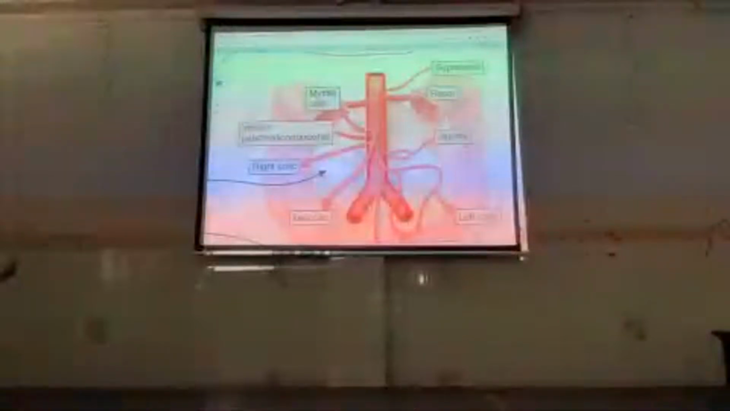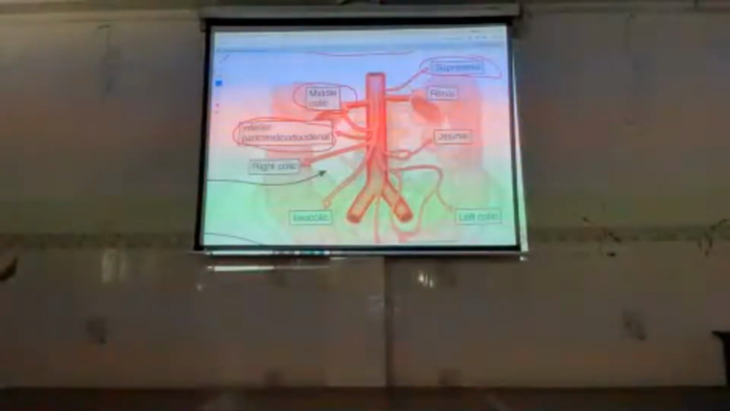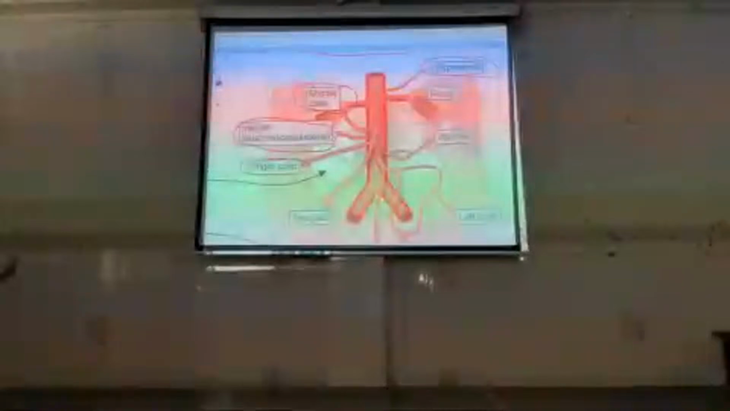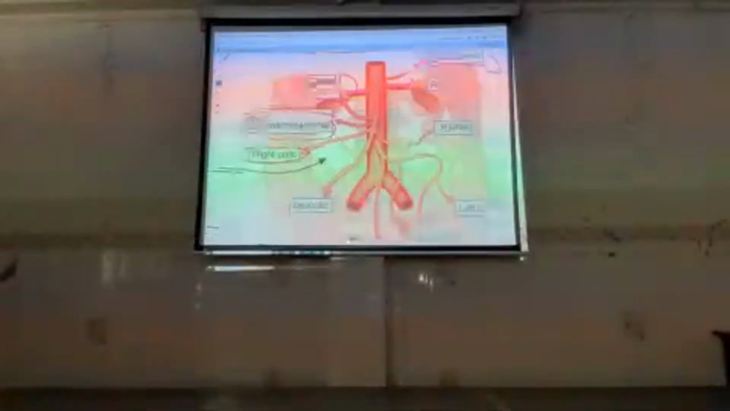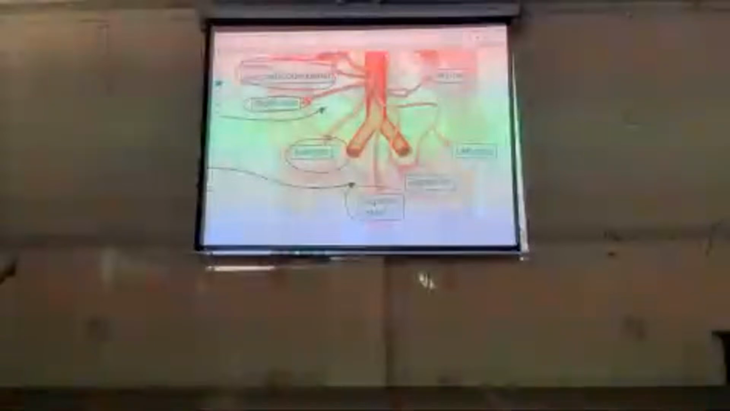Now, what are the arteries that come from the superior mesenteric artery? You have the suprarenal artery, the middle colic artery, the inferior pancreaticoduodenal artery, the right colic artery, the ileocolic artery, and the superior rectal artery.